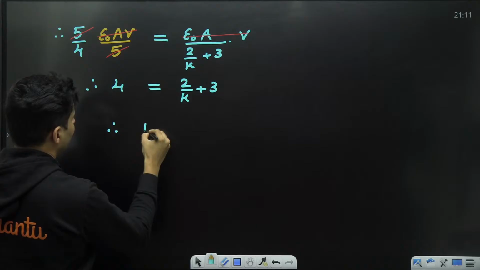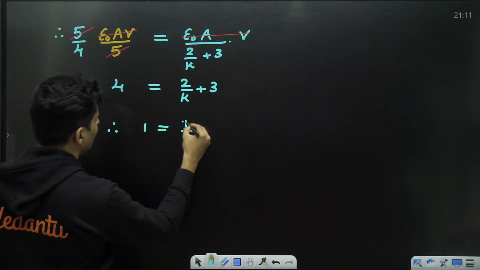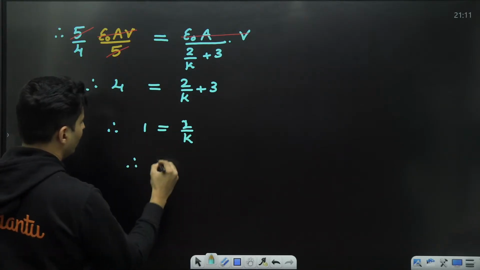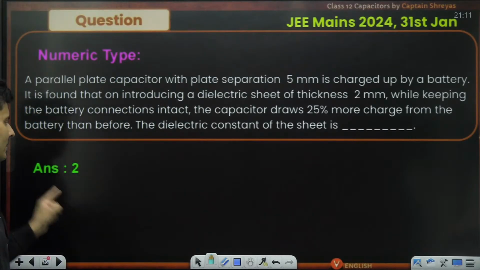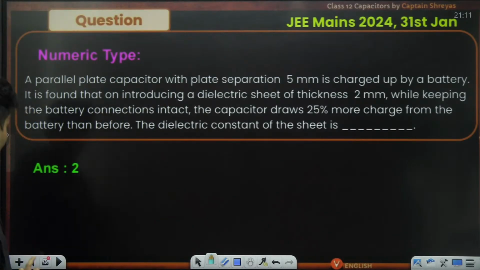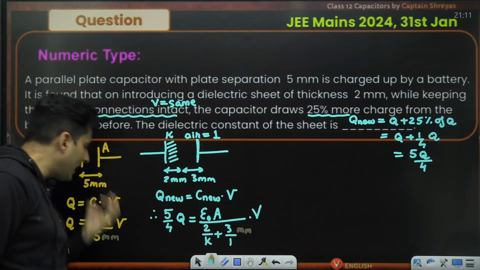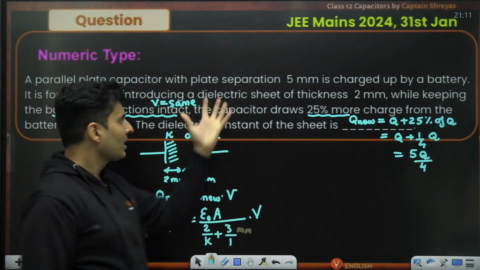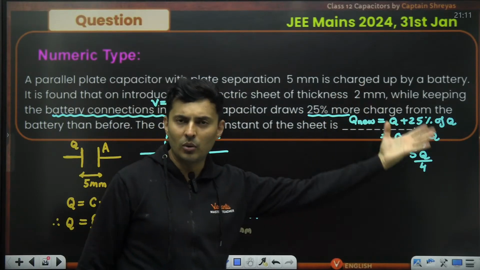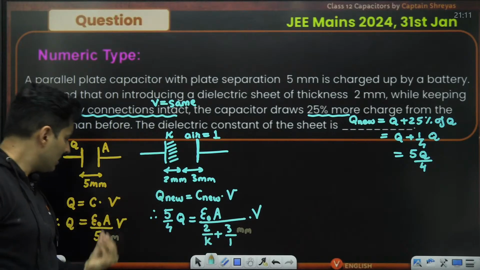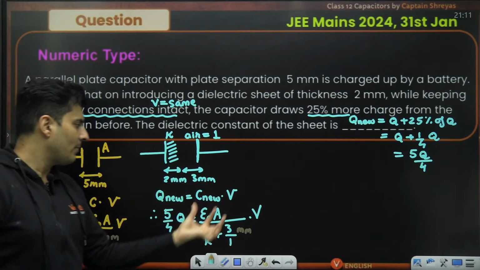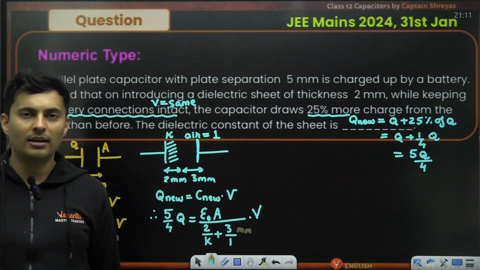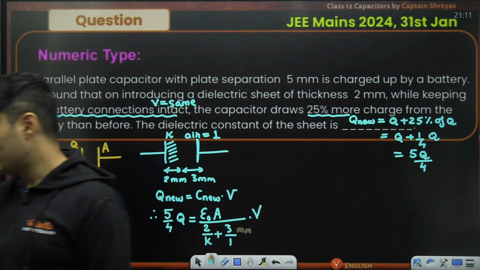Therefore, 4 minus 3 is 1. 1 is equal to 2 by k. Therefore, k is nothing but 2. So the dielectric constant is the number 2. This was a numeric type of question. It's just about identifying the two scenarios. See what is same, what is changing, how it is changing, by how much it is changing. Writing Q is equal to CV formula and also using the capacitance of a partially filled dielectric formula. Rest is maths.